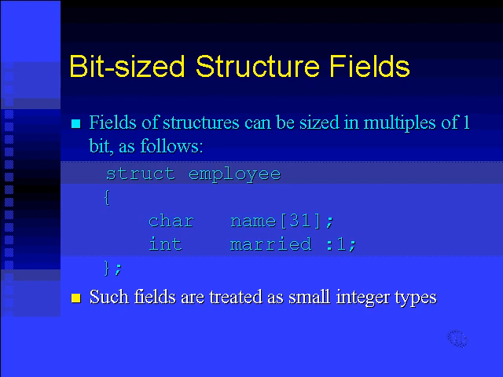These fields are just treated as small integers. In other words, if you had a 2-bit field, like I just said, if married was a 2-bit field, then it would be an integer that could only be in the range of 0 to 3.